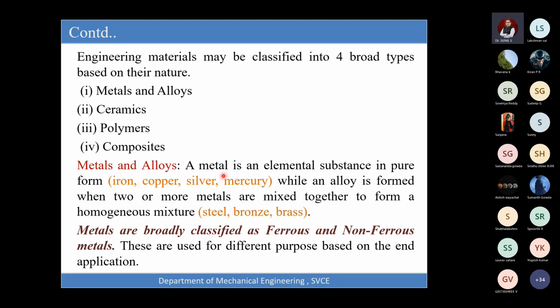A metal is an elemental substance in its pure form which is directly available in nature. For example, it may be iron, copper, silver, etc. It is called a metal. It is available in nature in its pure form. What is an alloy? An alloy is formed when two or more metals are mixed together. Why should we mix these two or three metals?